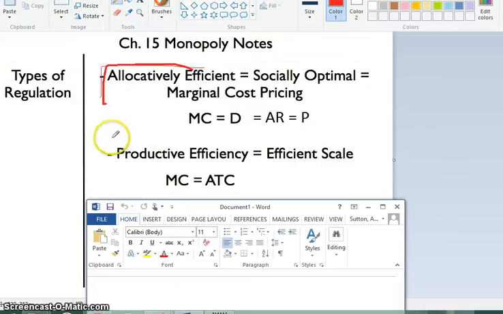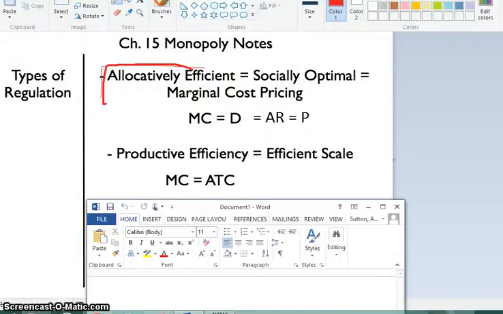Hang on one second. Now I took a red marker here and put that around allocatively efficient. That's going to be red over on my graph. Now, productive efficiency, or what they call sometimes the efficient scale, is where MC equals ATC. Now this should be a point that you automatically think, oh, I know where that's going to be. Because what's true about MC and ATC's relationship? Where do they equal each other? This should be getting very much ingrained in your heads at this point. They meet where ATC is at its minimum point.